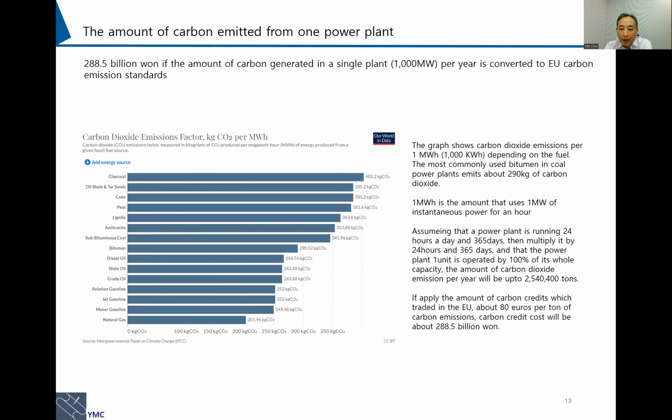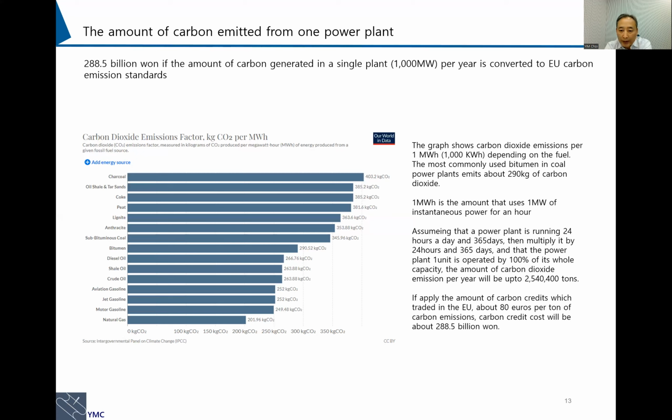1 megawatt hour is the amount of energy used by 1 megawatt of instantaneous power for 1 hour. Let's assume that the power plant is running 24 hours a day and 365 days, so you multiply by 24 hours and 365 days. And assume that the power plant unit is operated at 100% of its whole capacity. But normally they operate at less than 100%, sometimes 90%, 60%, or down to 50%.